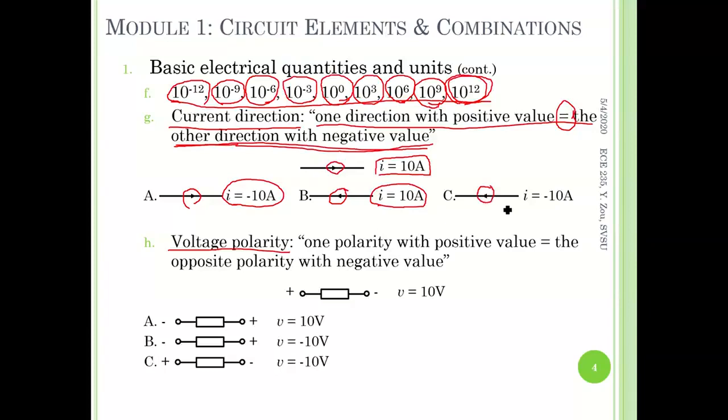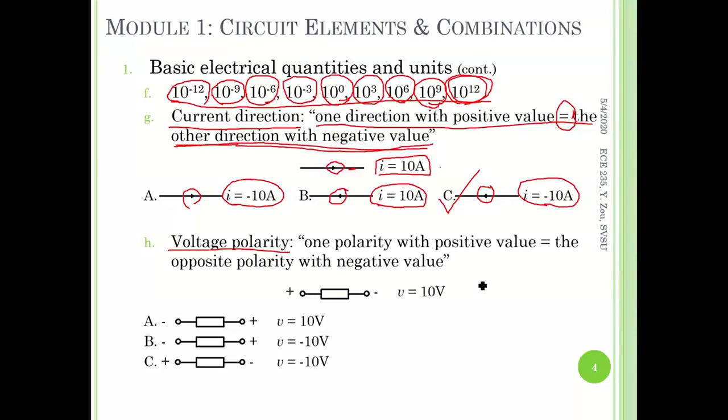from right to left, which is the opposite direction to the given one here. However, the current value is given as opposite sign, negative 10 ampere as well. So C is the equivalent scenario for the given current.